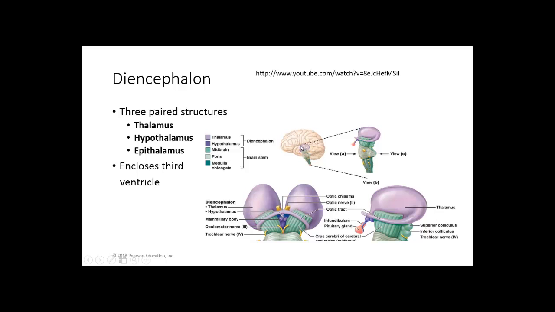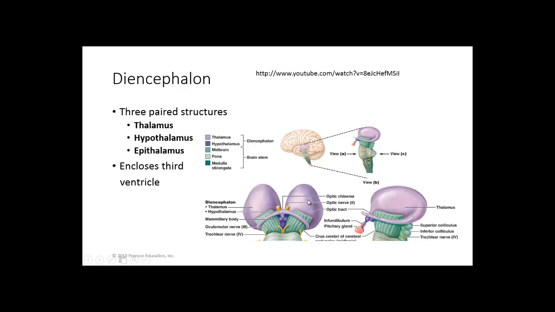portion here. And if we look at the parts that make up the diencephalon, it's made up of the thalamus, the hypothalamus, and the epithalamus. We're not going to talk about the epithalamus, but it does exist, so just be aware of that. But the two major regions that we're going to focus on are the thalamus and the hypothalamus. So here you can see the thalamus is made up of these two major lobes.